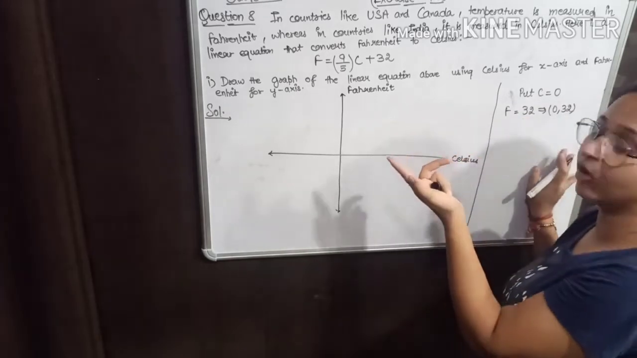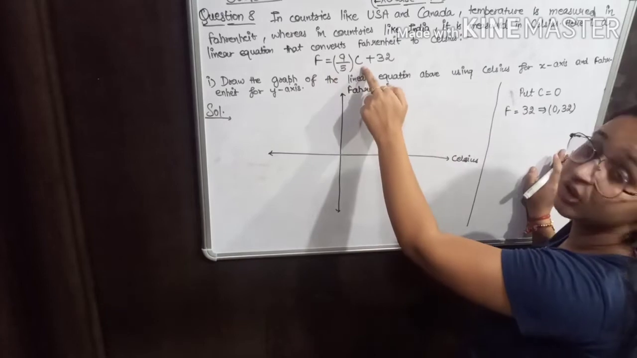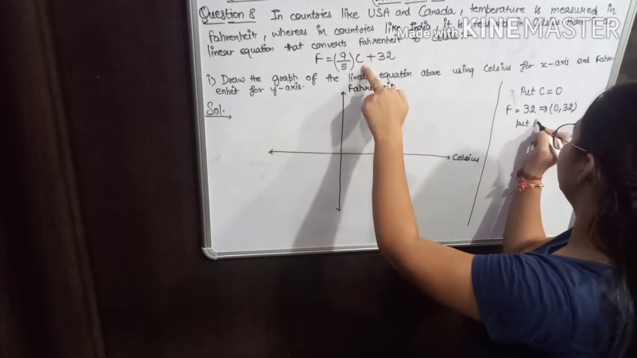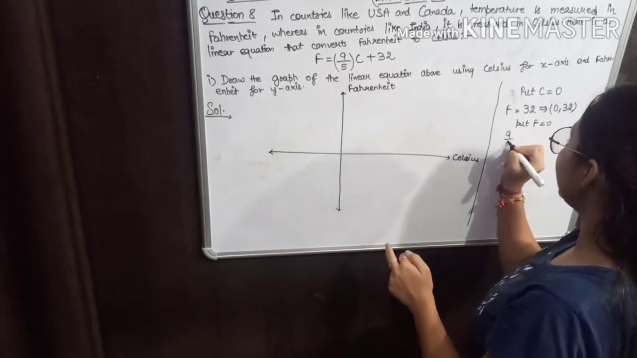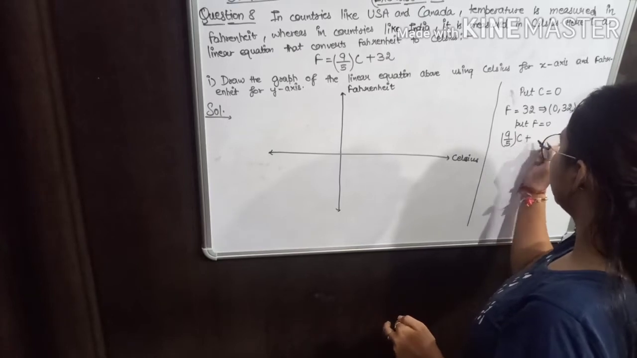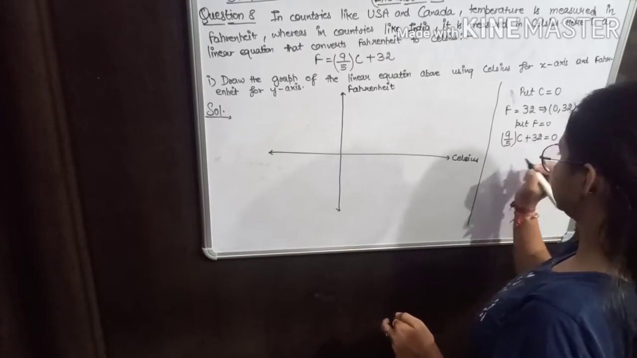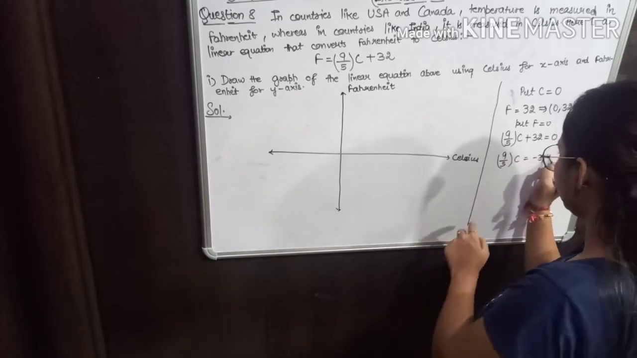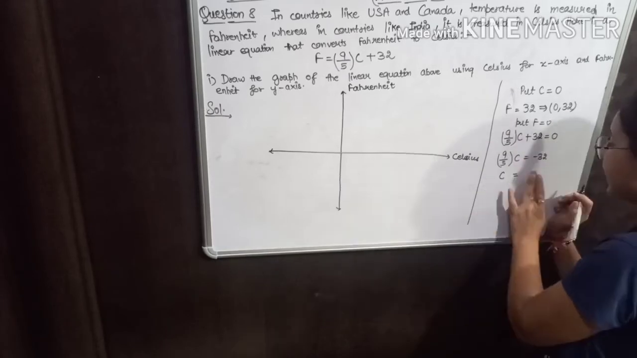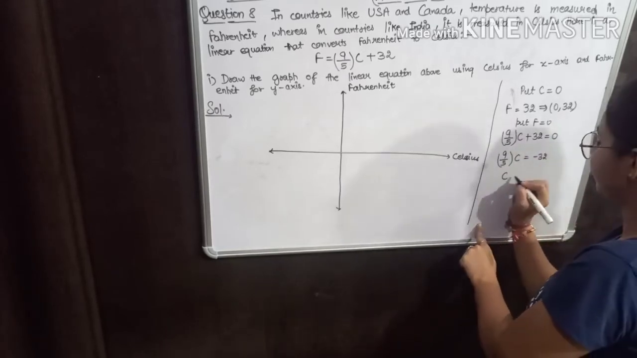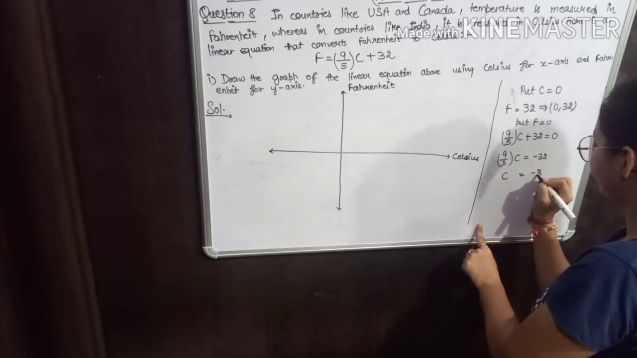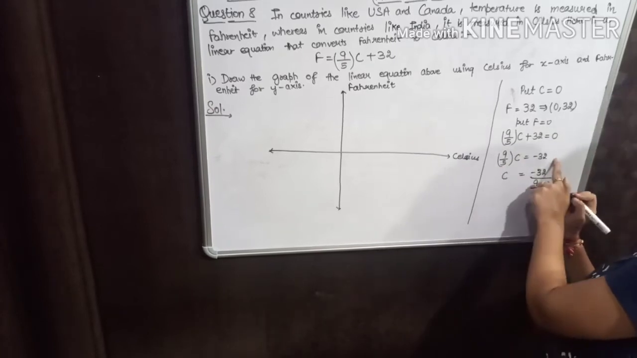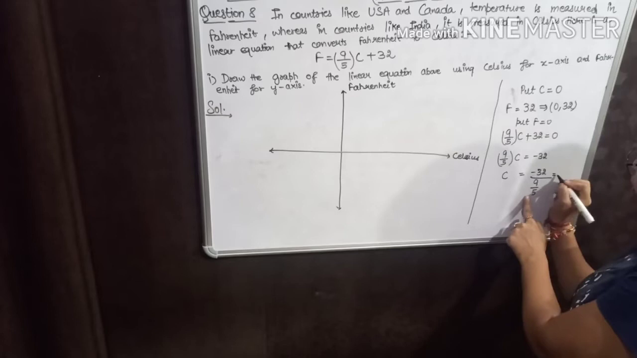Now, for the second solution, what will you do? You will put F is equal to 0 and find the corresponding value for C. So, put F is equal to 0. It means 9 by 5 multiplied by C plus 32 is equal to 0. So, you can write 9 by 5 C is equal to minus 32. That 32 will go to that side with minus sign. So the value of C is minus 32 upon 9 by 5.